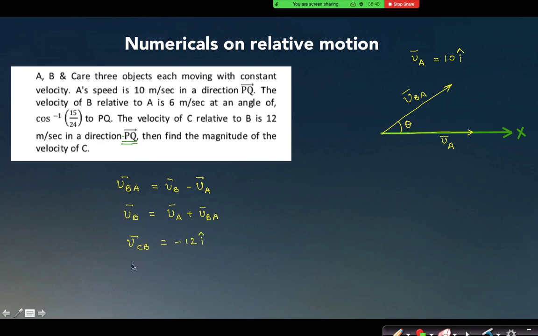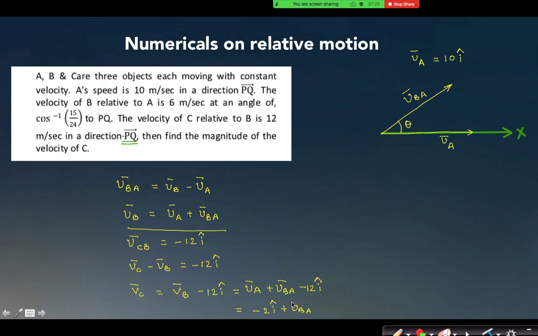So what is velocity of C with respect to B? It is velocity of C minus velocity of B, that is equal to minus 12 i cap. Now what is velocity of C then? I can say it is velocity of B minus 12 i cap. What is velocity of B? I will put the velocity of B from this expression. This is velocity of A plus velocity of B with respect to A, minus 12 i cap. Now velocity of A is again 10 i cap. So it is 10 minus 12, that is minus 2 i cap, plus VBA.